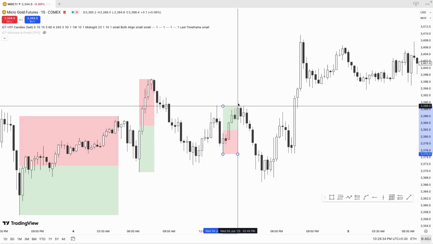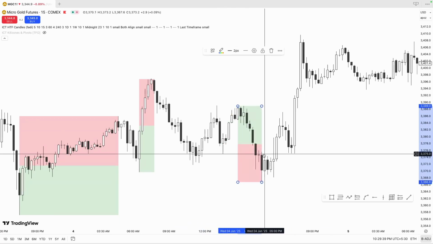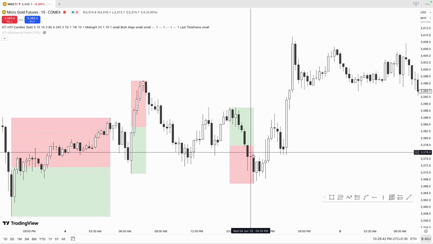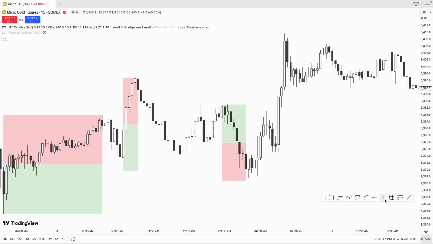Okay, so this is your next high. You leave it. Once it breaks, you can leave this out, and then you can look for the opposite way. Okay, that's the high, that's the low. What happens? Price from here retraces higher, it comes to the equilibrium. Okay, you can look for the next low and high.